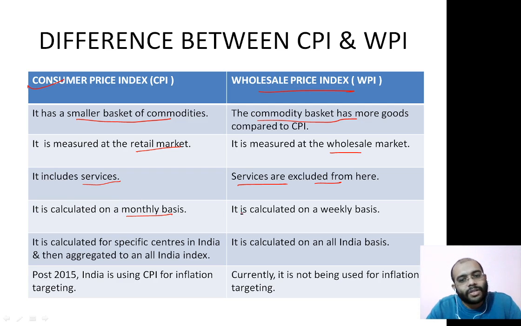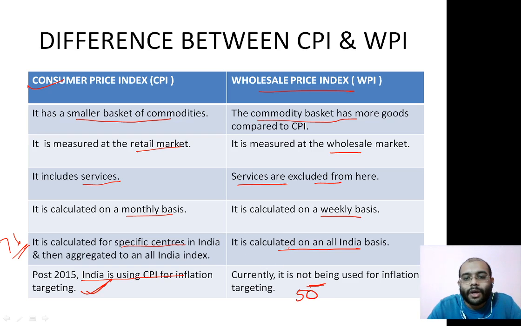CPI is calculated on a monthly basis, whereas WPI is calculated on a weekly basis. CPI, as I have told you, is calculated at specific centers in India and then aggregated to an all India index, 76 centers. I have told you this previously, whereas WPI is calculated on an all India basis. Post 2015, India is using CPI for inflation targeting, and currently WPI is not used for inflation targeting. But for the first 50 years post independence we were using WPI.